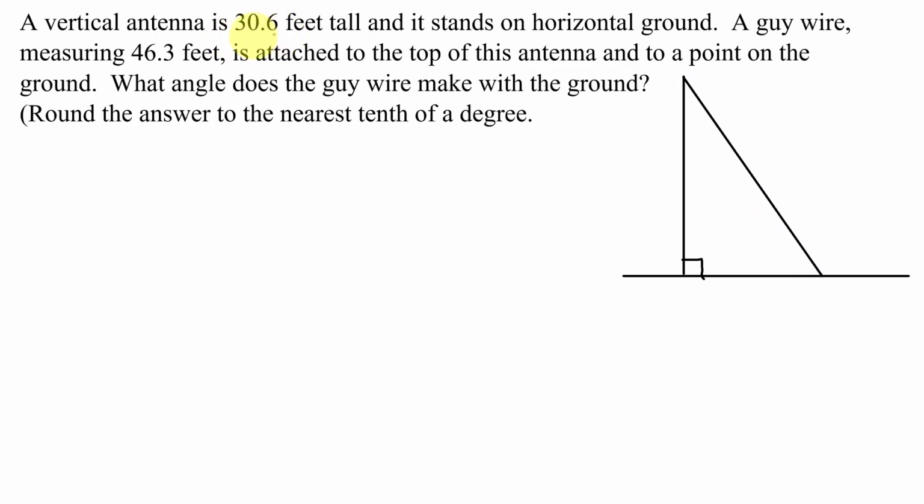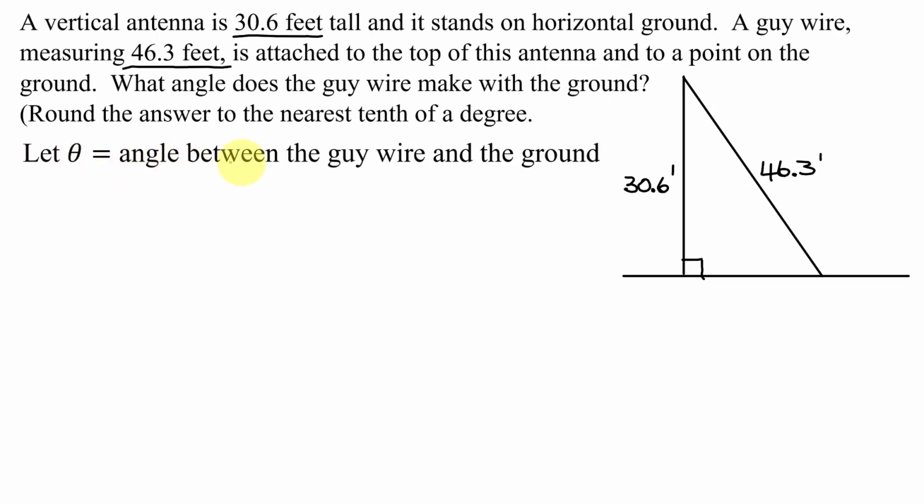Now I know the antenna is 30.6 feet tall, so here's my 30.6 feet. The guy wire is 46.3 feet. Here's the guy wire, so that is 46.3 feet. And I need to find the angle the guy wire makes with the ground. Now, since I'm looking for an angle, I'm going to call it theta. So I'm going to let theta equal the angle between the guy wire and the ground. Here's the guy wire, here's the ground, here's my angle theta.